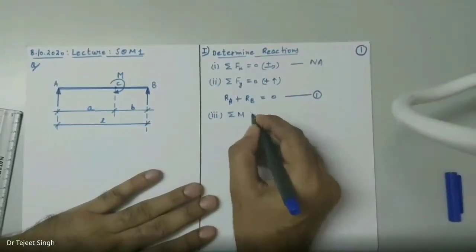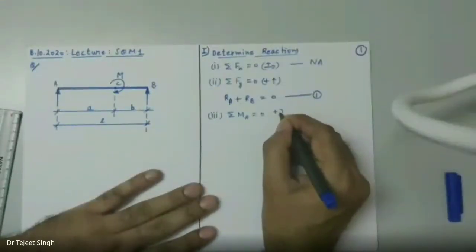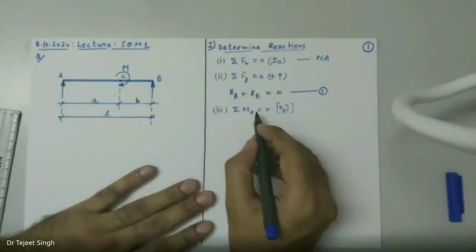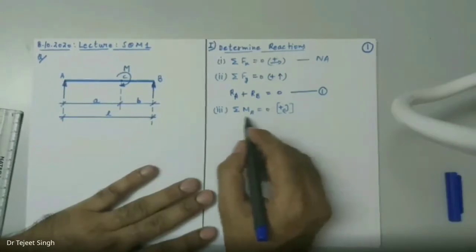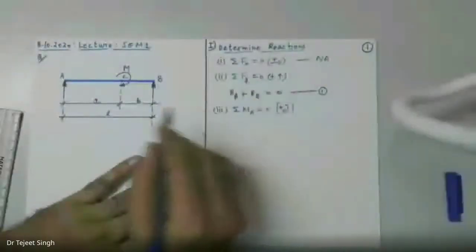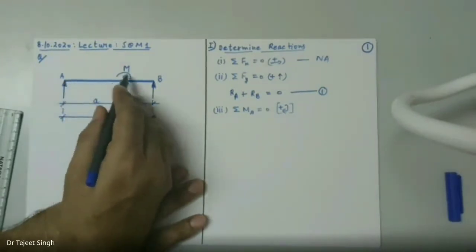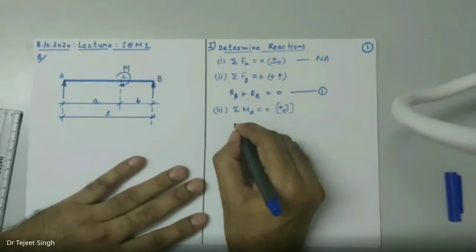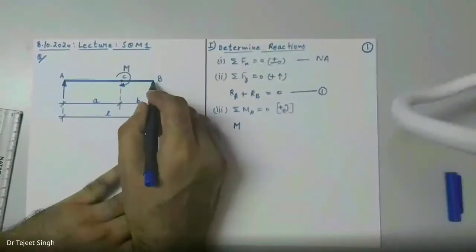Sum of all the moments, let's say about point A, equal to 0, positive clockwise. So if I take this equation, first the moment of RA will be 0 because it is passing through the same point. Then this direct moment, which is acting at point C, is in a clockwise direction, so I write M. Then the moment of RB, which is acting upward.